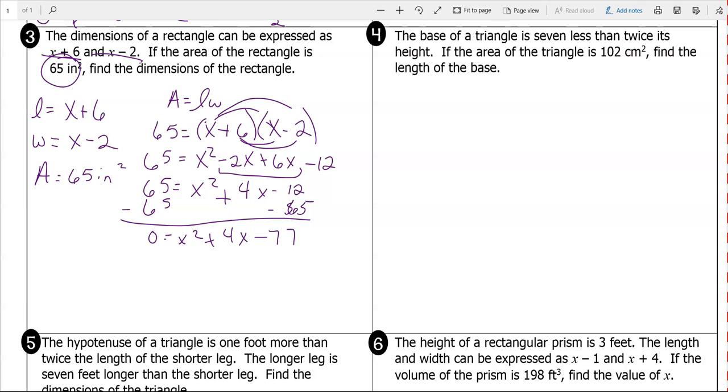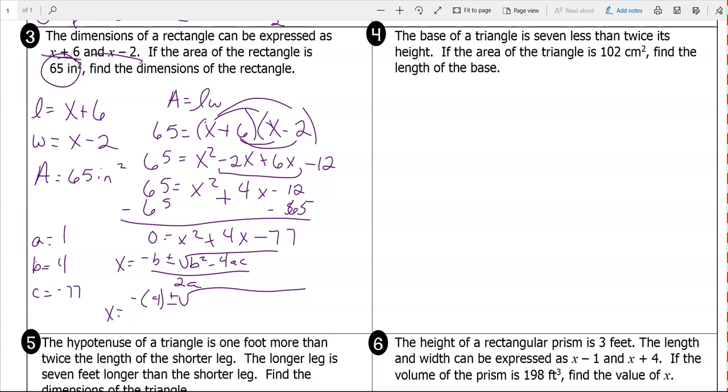And now we're going to use those numbers to plug into the quadratic formula. So in this case, a equals 1, b equals 4, and c is equal to negative 77. And we're going to plug those into our formula. X equals the opposite of b plus or minus the square root of b squared minus 4ac, all of that over 2a. And so therefore we get x equals the opposite of 4 plus or minus the square root of 4 squared minus 4 times 1 times negative 77. All of that over 2 times 1.